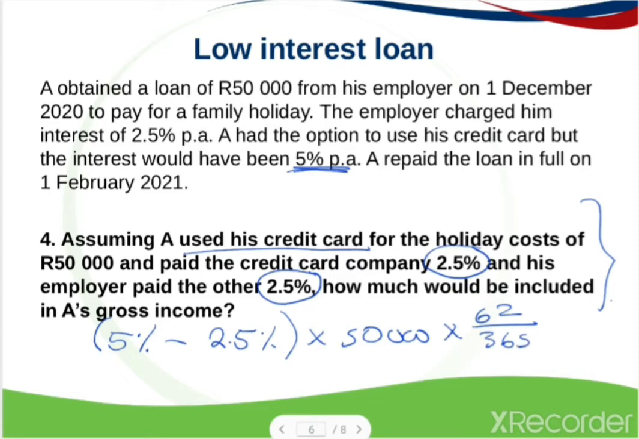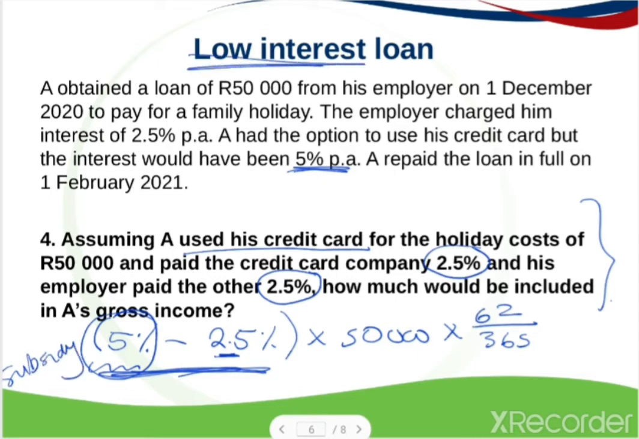That then gives you the value of the fringe benefit, because you're saying, had the employer not helped him, he would be paying 5%, but thanks to the employer's help, he's only paying 2.5%. So this is working out the difference, the benefit that he's deriving from the fact that the employer is actually subsidizing his interest payments to the credit card company. And the key takeaway point there is here you use the market value because it is a subsidy. But if we're dealing with low interest loans, we use the SARS official rate as our benchmark.